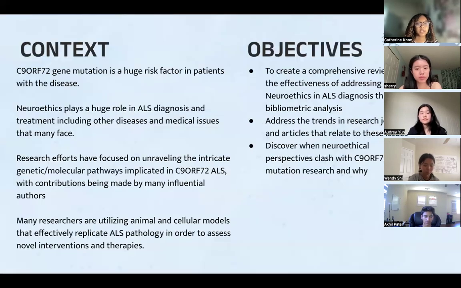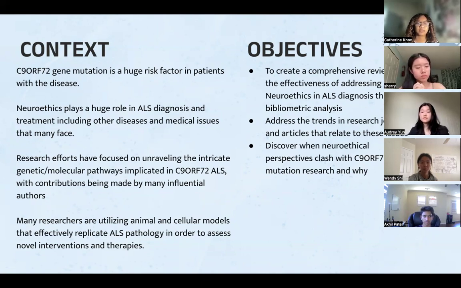So now we're getting into context and objectives. The C9ORF72 gene mutation is a huge risk factor in patients with the disease. It causes a hexanucleotide repeat expansion in the DNA, and neuroethics also play a huge role in ALS diagnosis and treatment, including other diseases and medical issues that many will face. Some research efforts have focused on unraveling the intricate genetic and molecular pathways implicated in C9ORF72 ALS, with contributions being made by many influential authors.